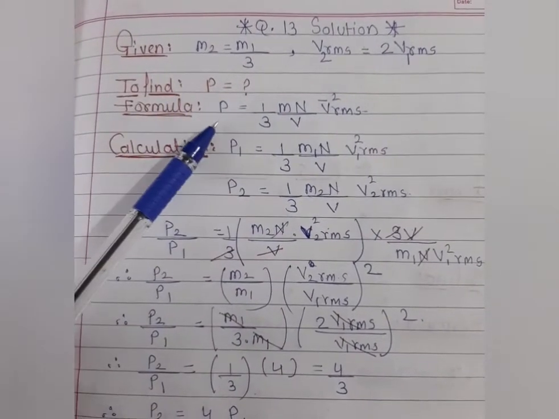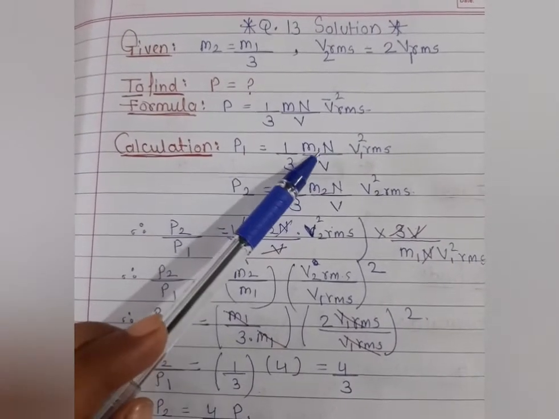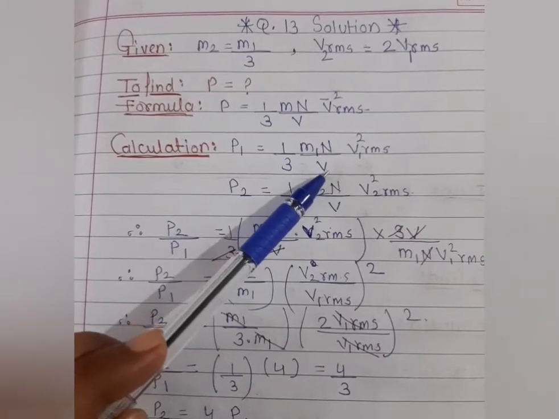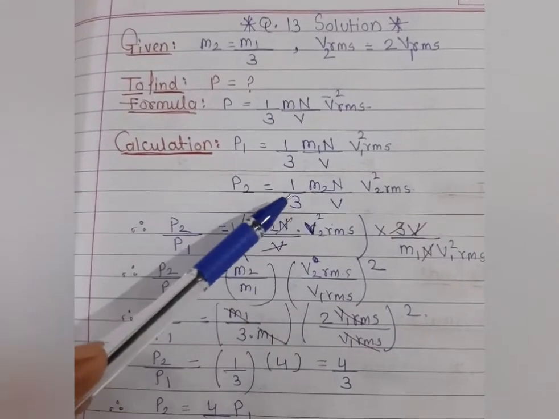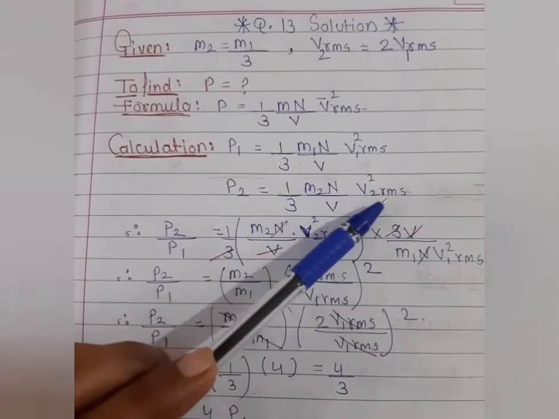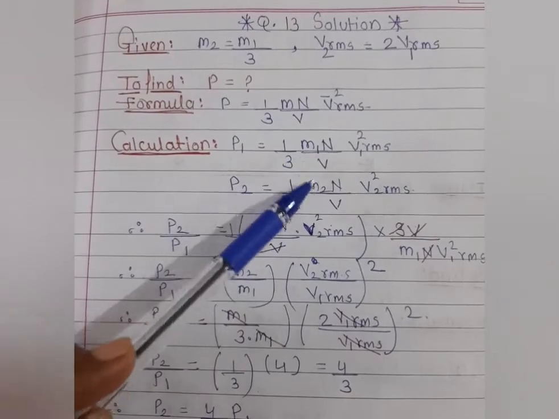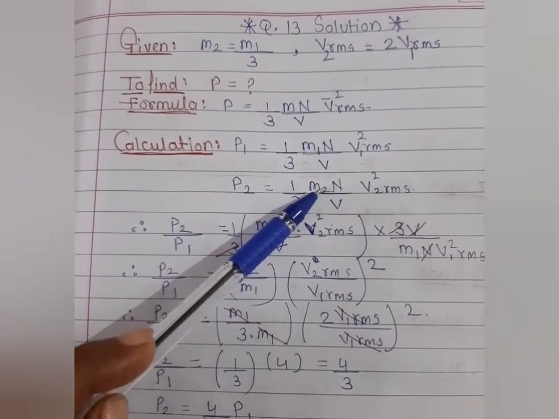Now take this formula for the given conditions: P1 is equal to 1 upon 3 M1 N upon V times V1 square RMS, and P2 is equal to 1 upon 3 M2 N upon V times V2 square RMS, because here, students, M1 is the first mass of the molecule and M2 is the second mass of the molecule.